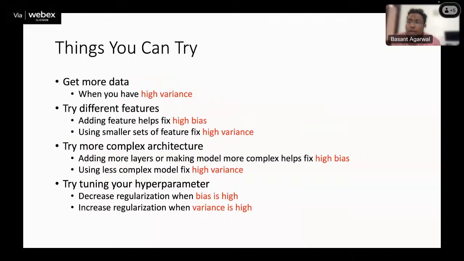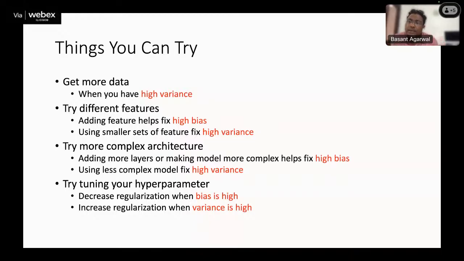Now what we can do is get more data, which, as we discussed, helps with the variance. We can try adding different features, and improving the model complexity will help in training and improve the bias. There is a trade-off: if we increase the model complexity, we help with the bias, but at the same time there is a risk of overfitting the model.